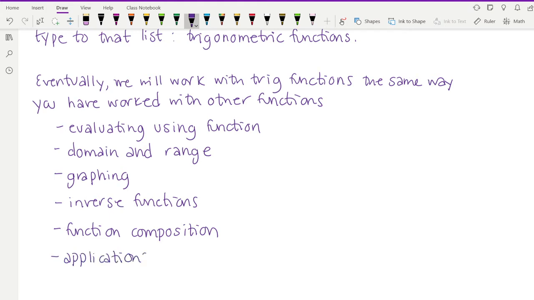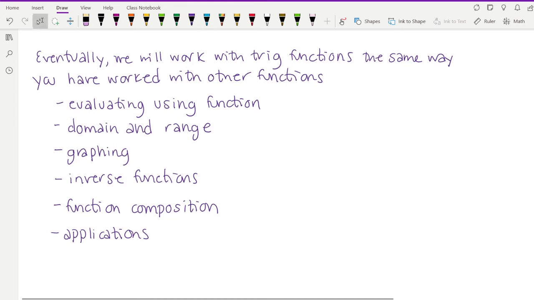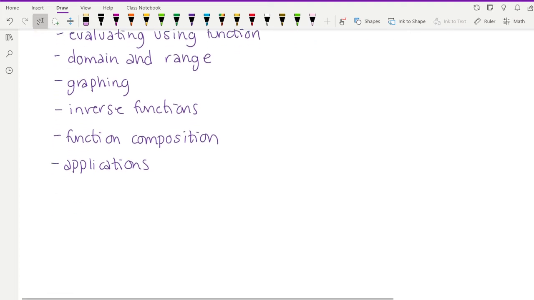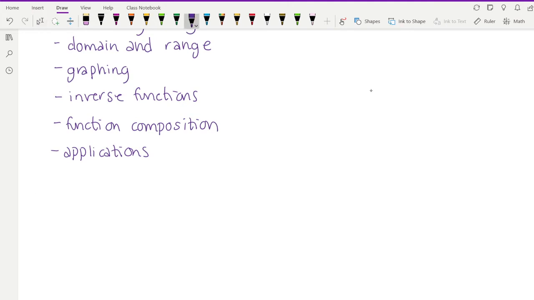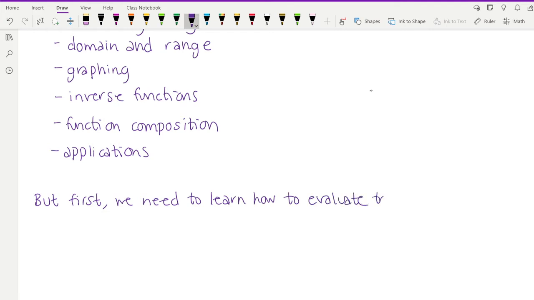You can do all these different things with polynomials, you can do it with linear functions, you can do it with exponential functions, and now we're going to do it with trigonometric functions. But before we can get into doing all that stuff, we need to understand how to evaluate trigonometric functions. But first, we need to learn how to evaluate trigonometric functions.